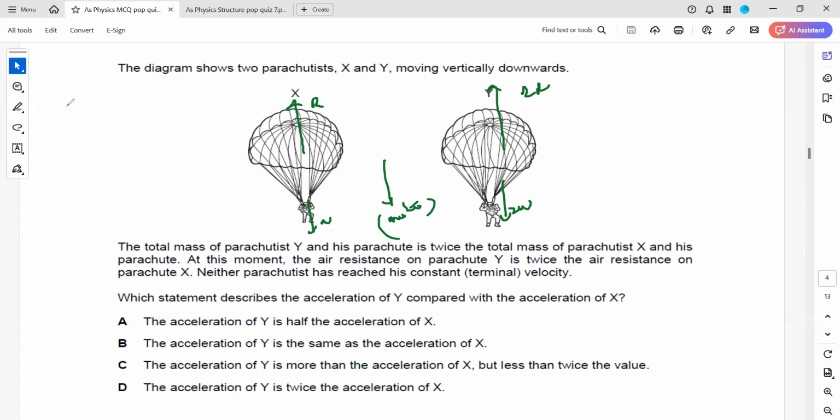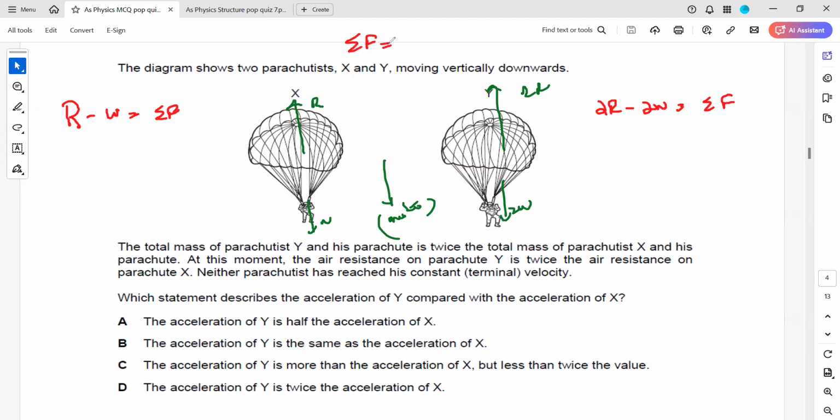So when I write for the first one, the drag force, I will simplify it like R minus W is equal to the resultant force here. And for this one, 2R minus 2W is equal to the resultant force. Now, but we need an acceleration. The question is about acceleration.